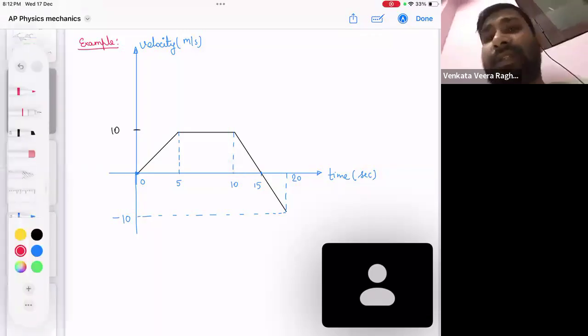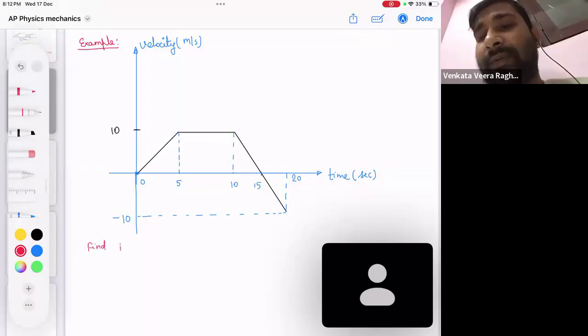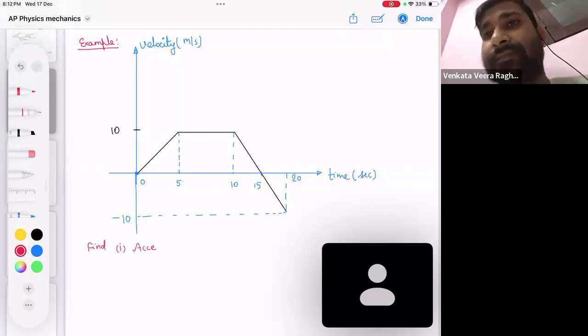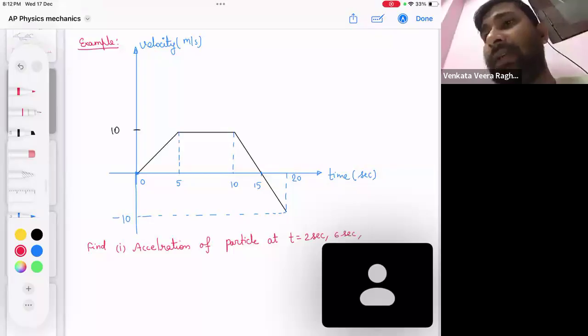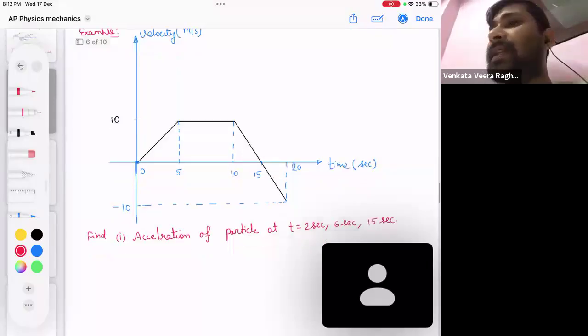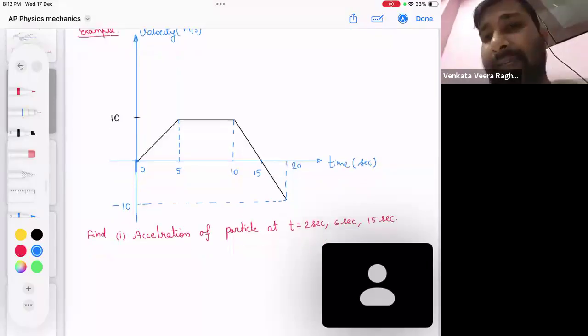In this question, we are going to do exactly the same thing. They are asking a few things. First, find the acceleration of the particle. How do we find the acceleration of the particle? At t equal to 2 seconds, t equal to 6 seconds, and t equal to 15 seconds. At these three times, what is the acceleration of the particle? They are asking this in the question.